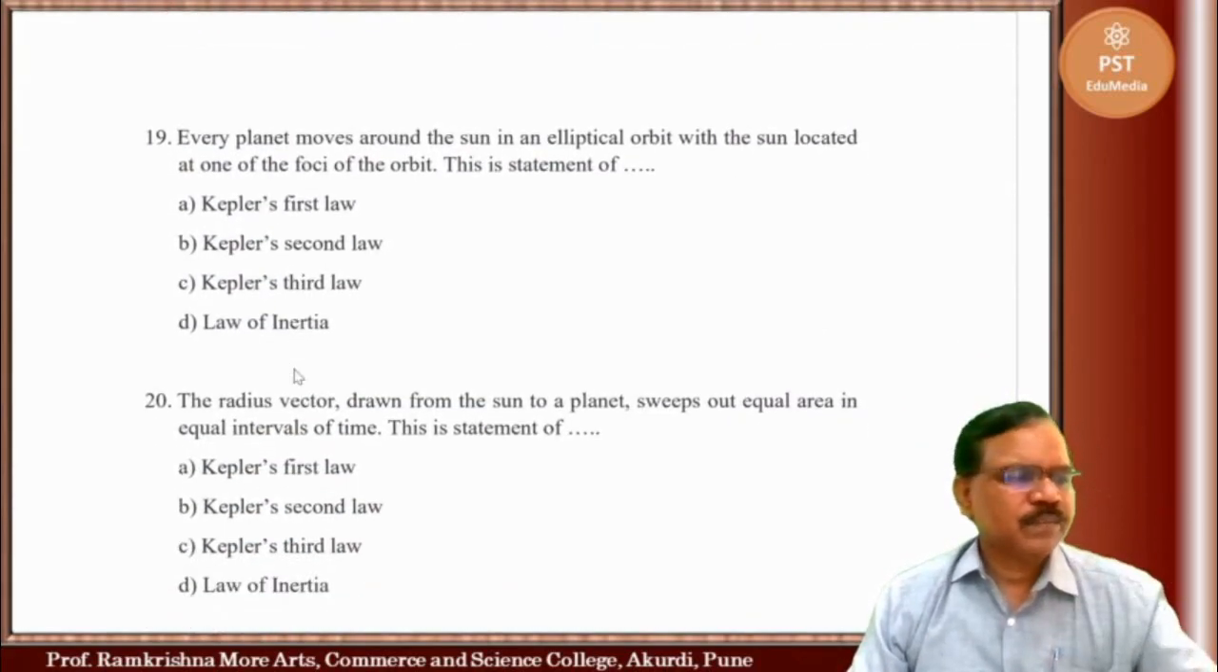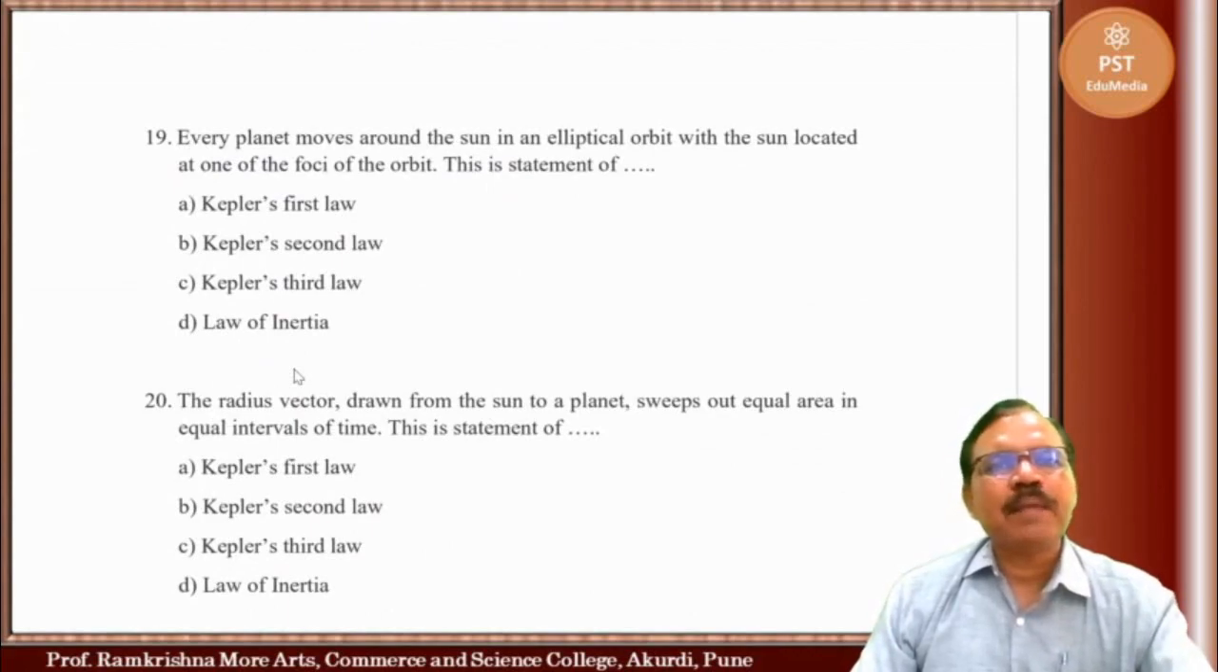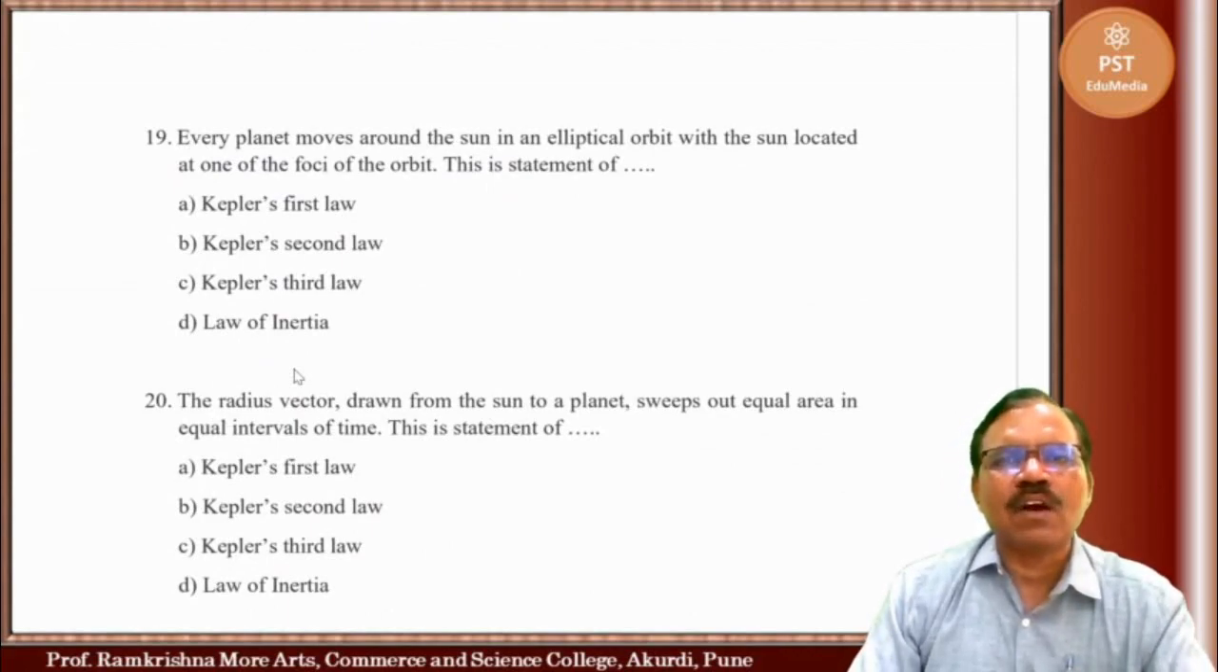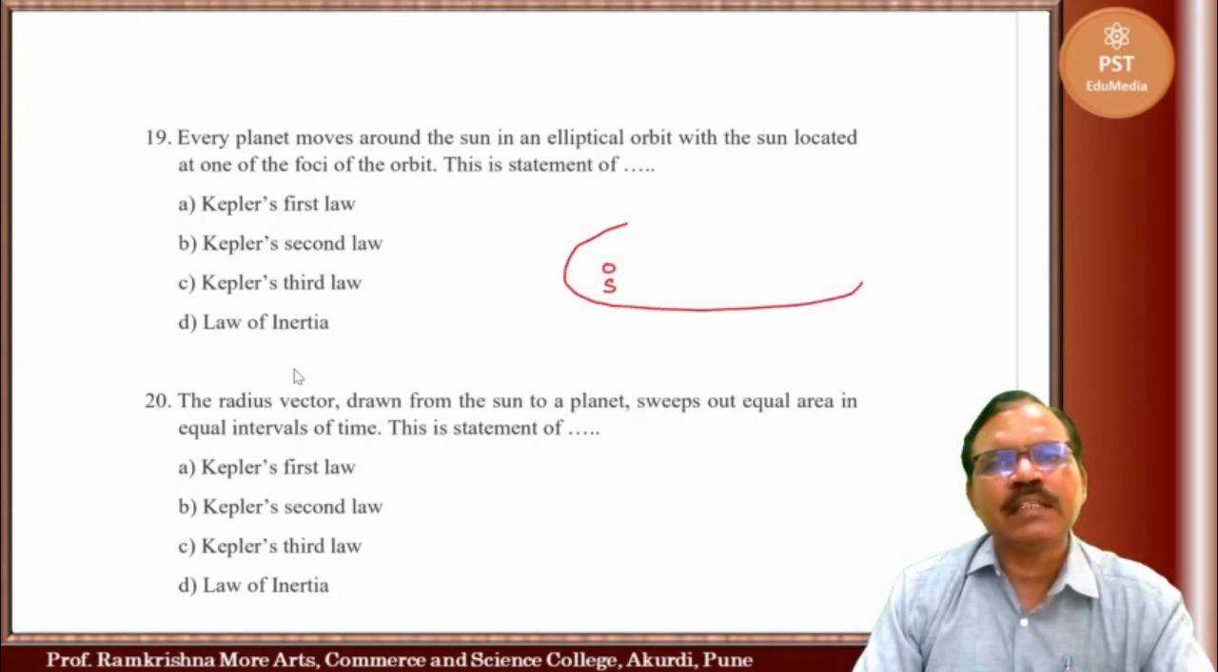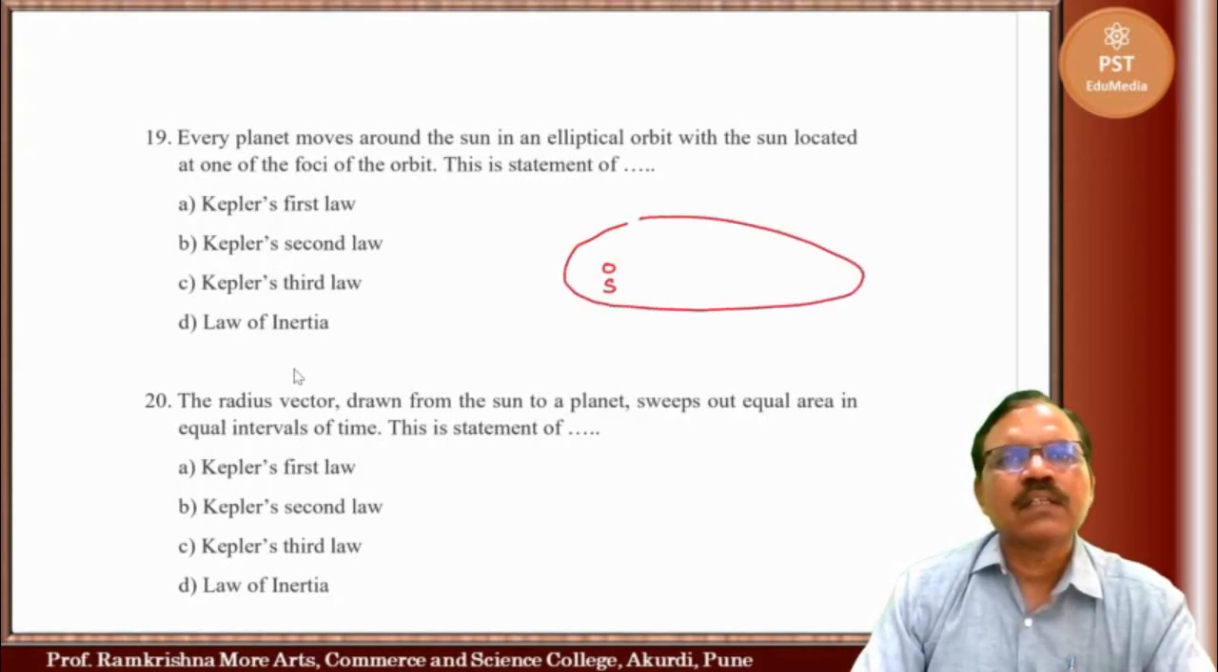Now next one, every planet moves around the sun in an elliptical orbit. So here the sun and planet move around in an elliptical orbit.